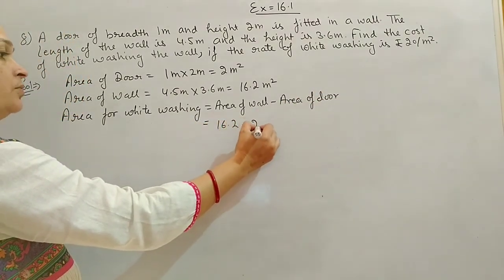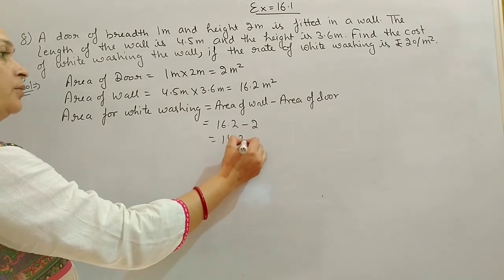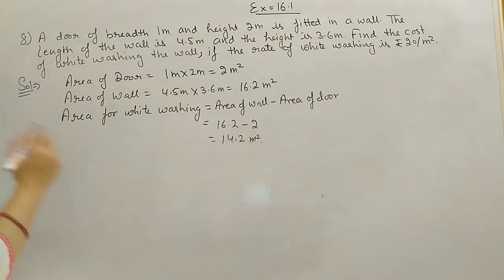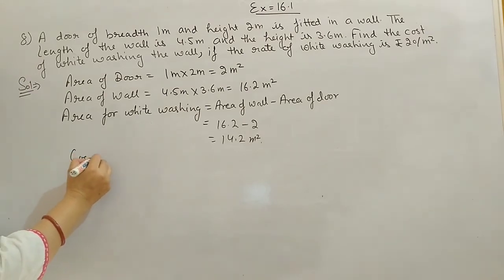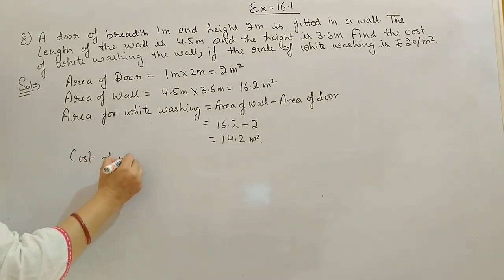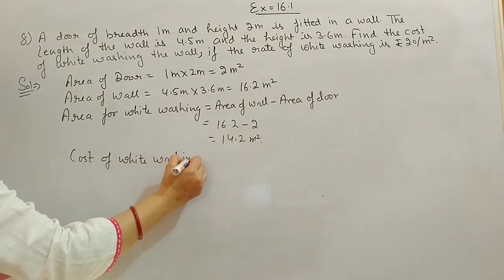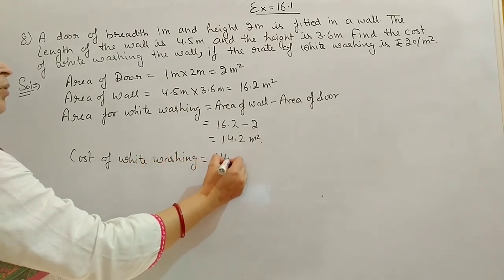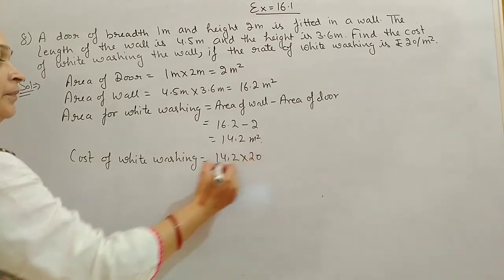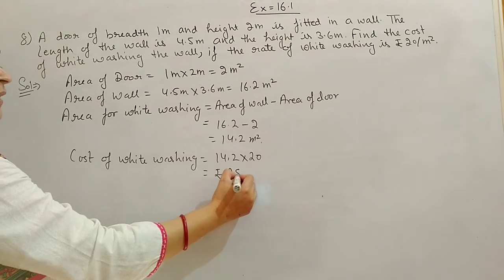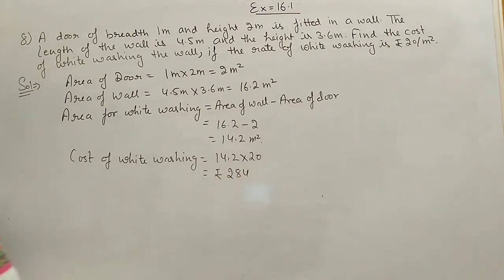16.2 minus 2, which is equal to 14.2 meter square. On this area we have to do whitewashing. So the cost of whitewashing will be 14.2 into 20, which is equal to 284 rupees.